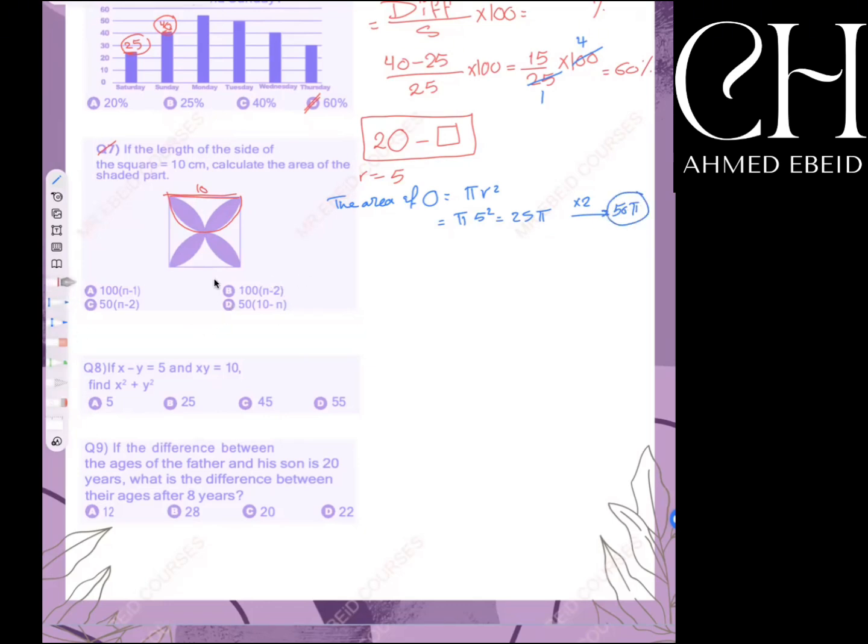To find the area of the square, you know that the area of the square is side by side, which is side squared. So the area of the square is side times side. We have the side length is 10, so it's 10 times 10, which equals 100. We have a formula: double the area of the circle minus the area of the square. So the final answer is 50 pi minus 100. This one represents 50 pi, if you multiply 50 times pi, and 50 times negative 2 will be 100. So the answer is.